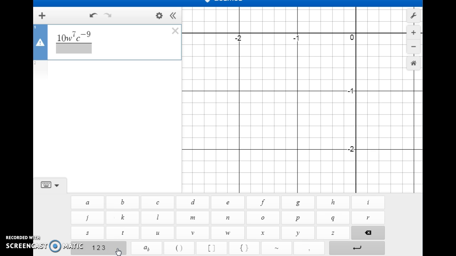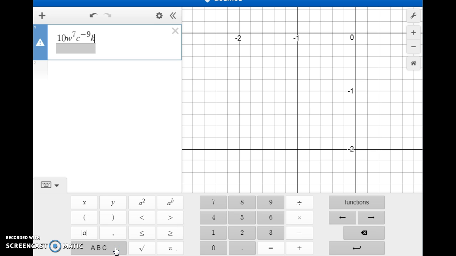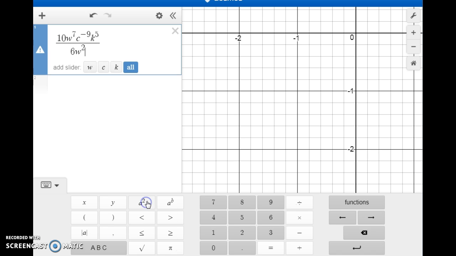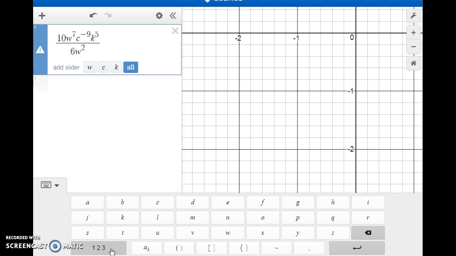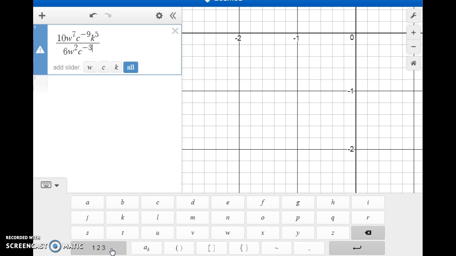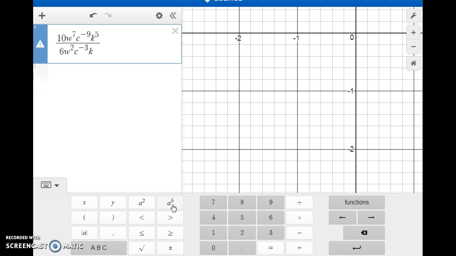You can use any letters you want. Just don't forget who you gave what to the power of 5. Then type at the bottom 6W squared, C to the power of -3, and then K to the power of -.